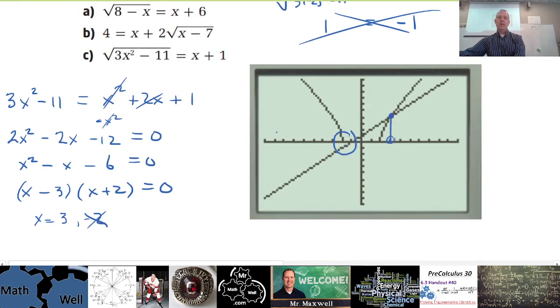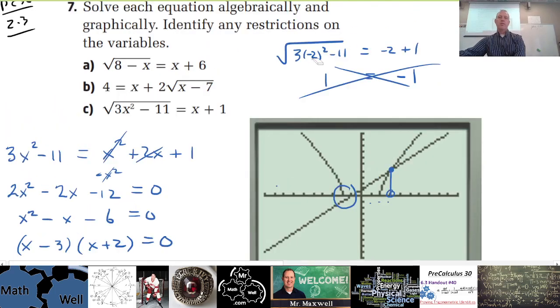And this does look like that's 1, 2, 3, so it looks like 3 should work. If we check that, 3 squared is 9, so 3 times 9 minus 11. What's that? 27 minus 11 is 16, and the square root of 16 is 4. And if we have 3 plus 1, that's also 4, so we're good to go. That does check out.